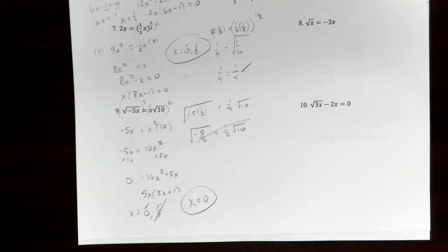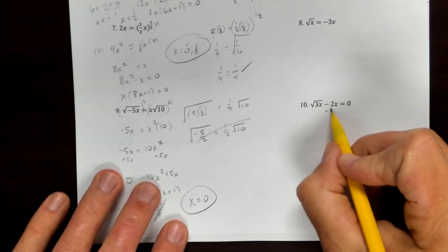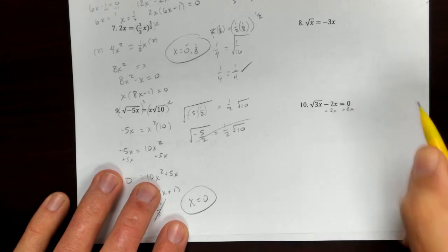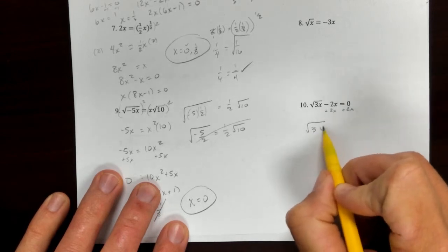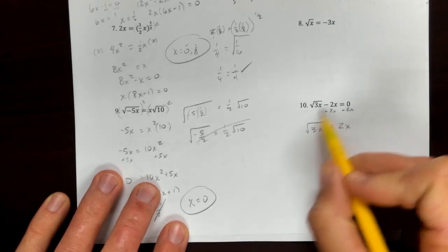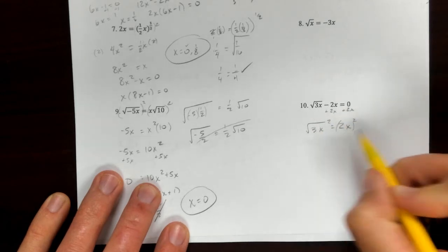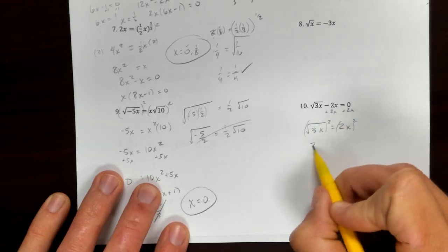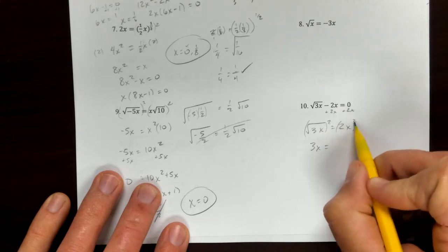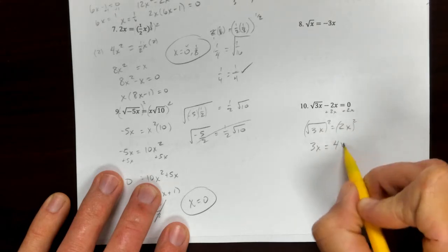Let's look at number 10, last one. Okay, number 10. First step. Again, we want to add 2x to both sides. So now I've got the square root of 3x equals 2x. Now we can get rid of this square root. The way I get rid of a square root is to square it. So you're left with 3x here. Over here you've got 2 squared, which is 4x squared.